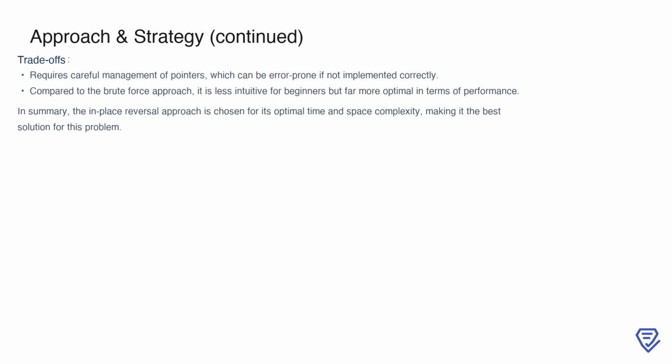By reducing space complexity to O(1) and maintaining a time complexity of O(n), it offers a solution that is both practical and high-performing. In summary, the in-place reversal approach is the best choice for this problem due to its optimal use of resources and ability to handle larger linked lists effectively. While it requires some attention to detail during implementation, its efficiency and scalability make it the ideal strategy for reversing a sublist within a linked list.